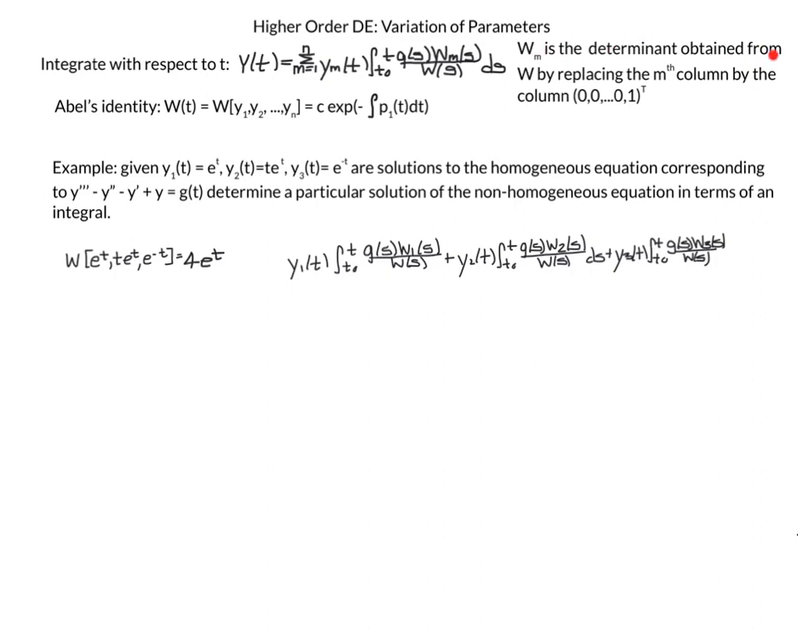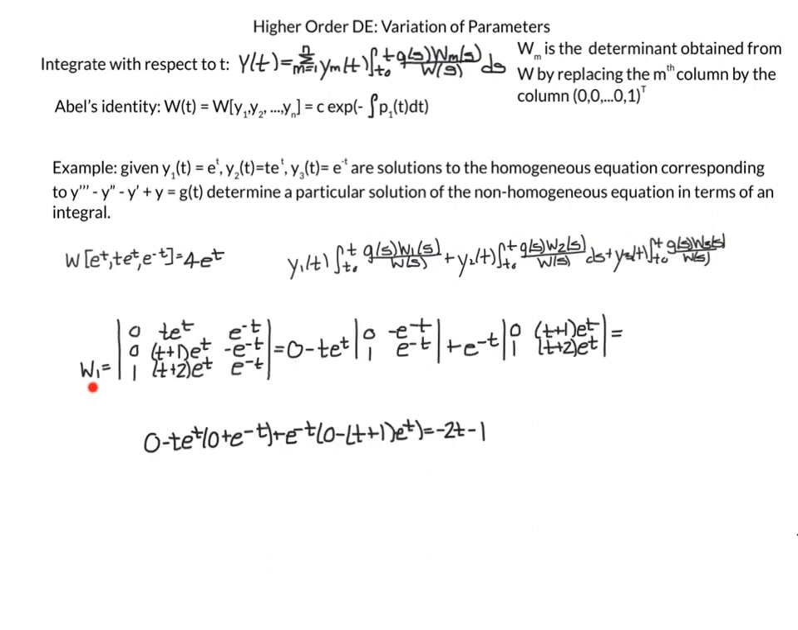And here is the definition of what these Wm are. They're the determinant obtained from W by replacing the mth column by the column 0, 0, 1. And this is a transpose, so it's just the regular column vector you're expecting.